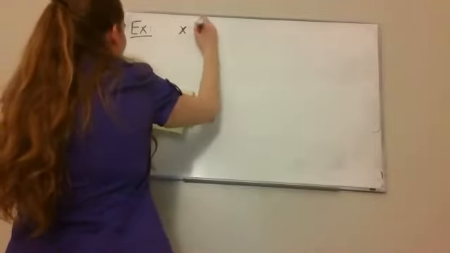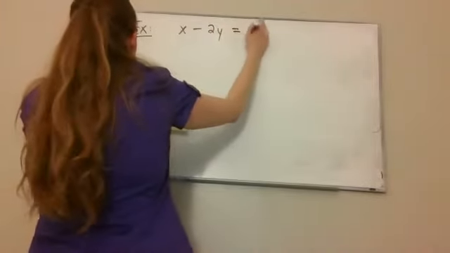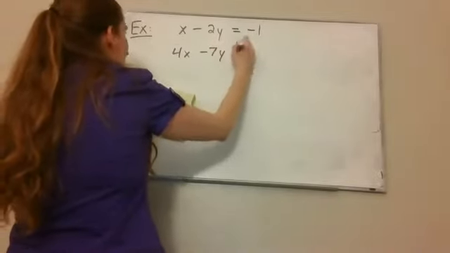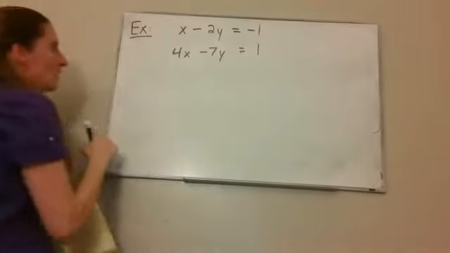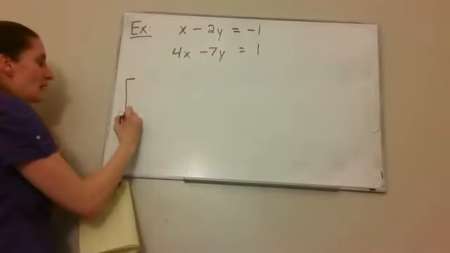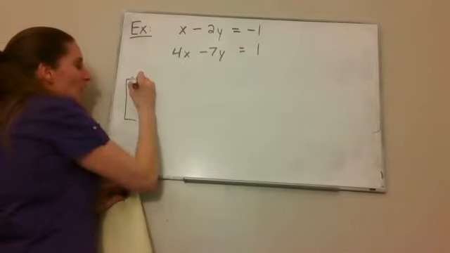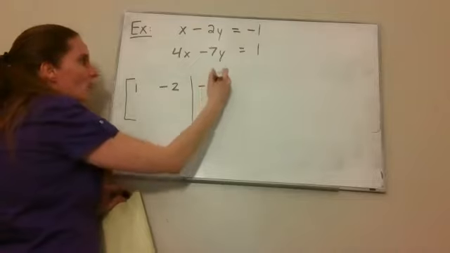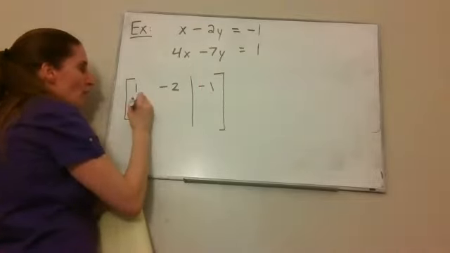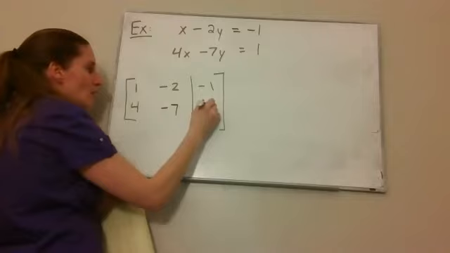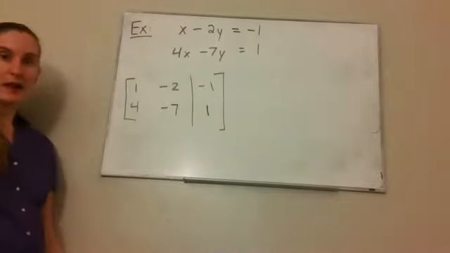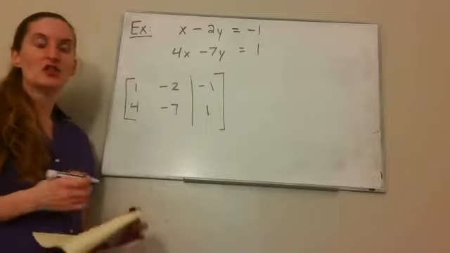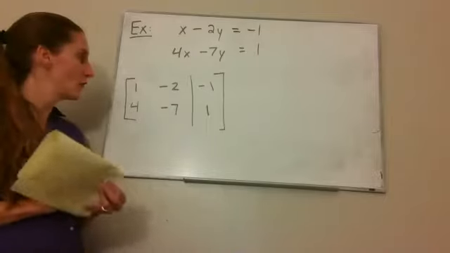I have x minus 2y equals -1, and 4x minus 7y equals 1. The first thing we need to do is translate it to a matrix. I have 1, -2, -1, and 4, -7, 1. So there's my augmented matrix. Now I need to do row operations to put it into reduced row echelon form.